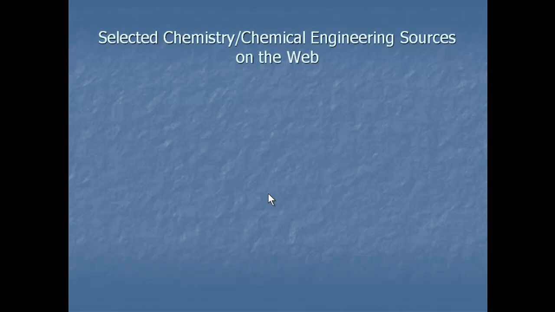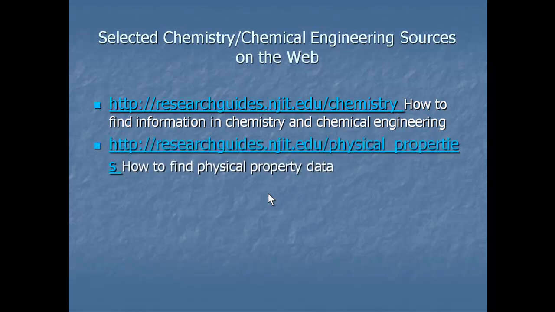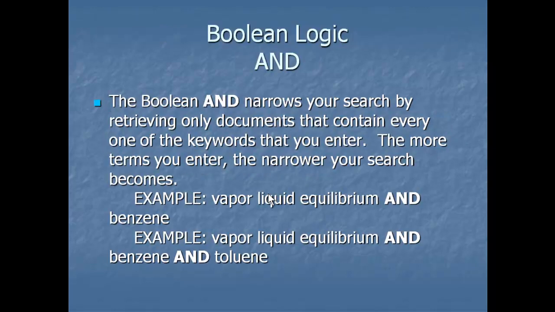Okay, I have compiled a selected list of chemistry and chemical engineering sources on the web. There's the URL for it, researchguides.njit.edu/chemistry. I'll show you how to get to that in a little while. I have one on physical properties, which I show to the students in Math 225.